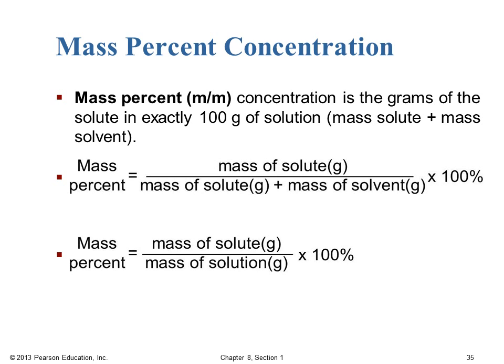Mass percent compares the mass of the solute to the mass of the solution, and the solution is made up of solute and solvent. So we can write it either way, as we see here. Mass percent is equal to the mass of solute divided by the sum of the mass of solute and solvent, or the mass of solute divided by the mass of solution, both multiplied by 100% to get the mass percent.